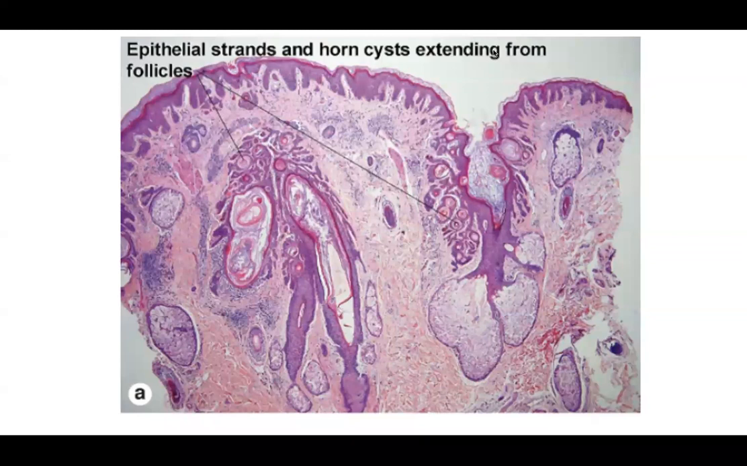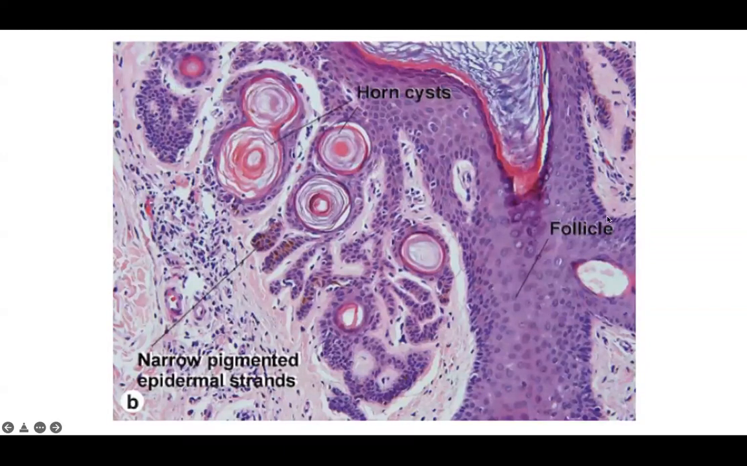Epithelial strands and horn cysts extending from the follicles. This is what you will see in Dowling-Degos. So it looks like sideways reticulated seborrheic keratoses running along the follicular units here. Again, just higher power. It looks like a reticulated seborrheic keratosis, but it's following kind of along the follicle there.